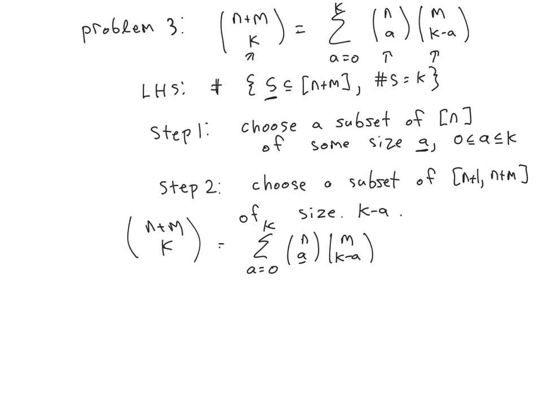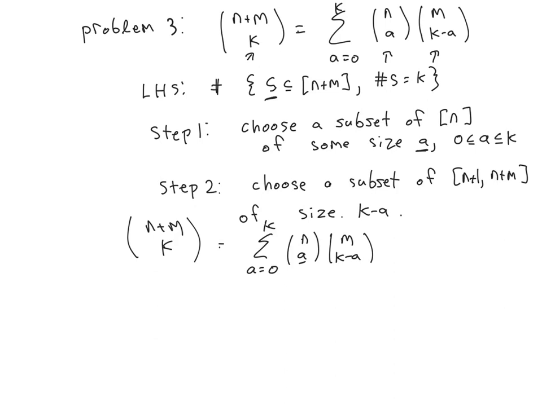So let's start with another counting problem. Let's prove that for any three integers n, m, and k, n plus m choose k is equal to the sum, as a ranges from 0 to k, of the product of binomial coefficients n choose a, m choose k minus a. So of course this is kind of a hard problem.